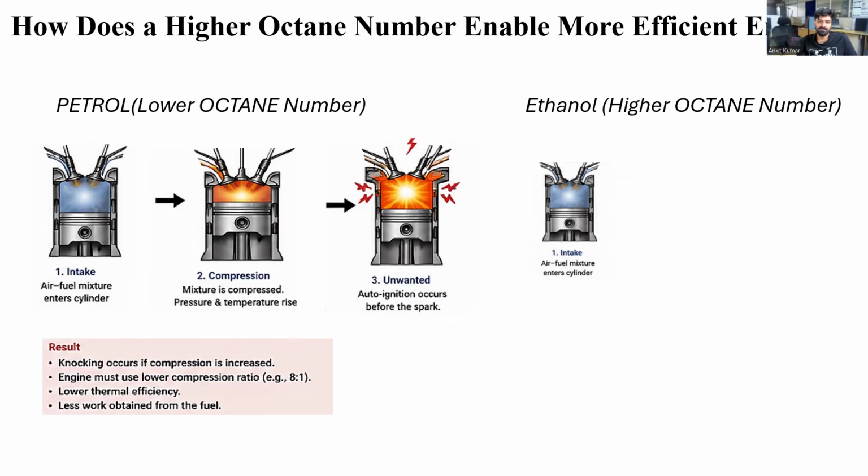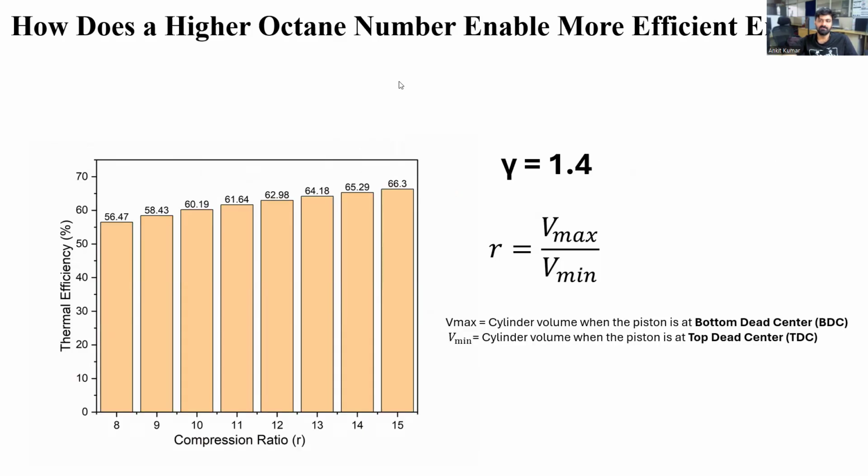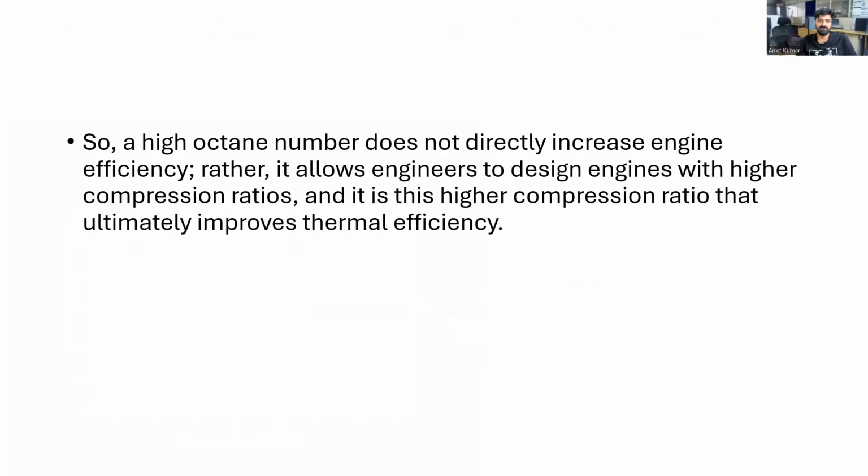And as we also saw in the previous lecture, if you increase the compression ratio, the engine efficiency increases, according to the mathematical formula. At a higher compression ratio, the increase in thermal efficiency is not as significant as it was earlier at the lower compression ratio. So we have already understood this concept in the previous lecture.